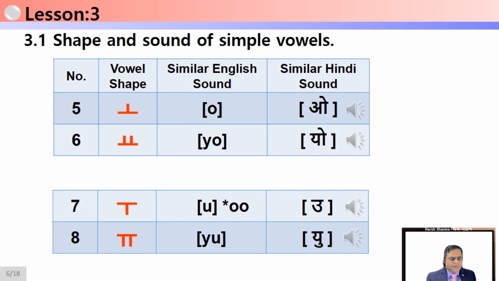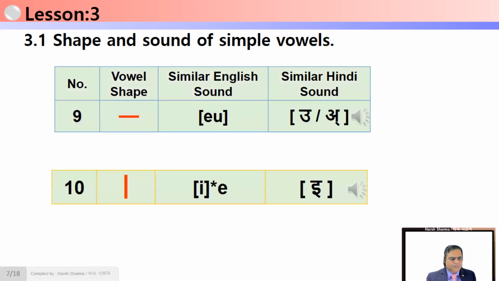Let's move to the last pair. Number 9: see, just one horizontal line. One horizontal line. That is a symbol of the land. Sound is u.